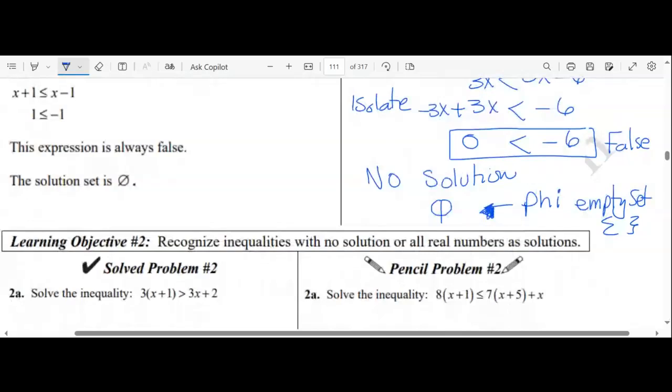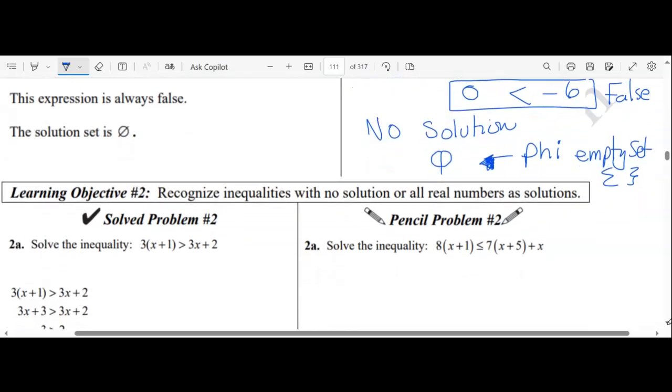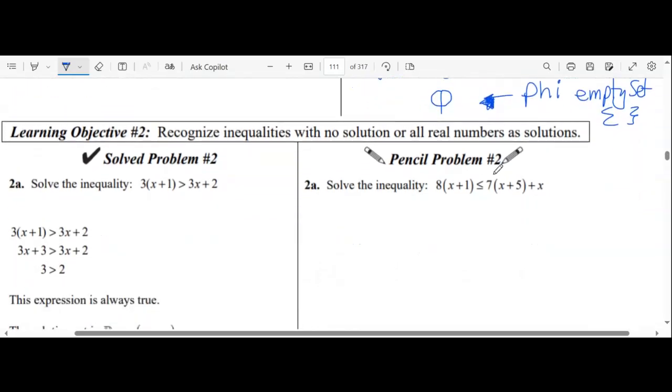Next one. Who can tell me the next one? What should I do? First step, distribute. The first step is to distribute. So we distribute 7, we distribute 8. So you get what? 8x plus 1 or plus 8? Plus 8, less than or equal to 7x plus 35 plus x.